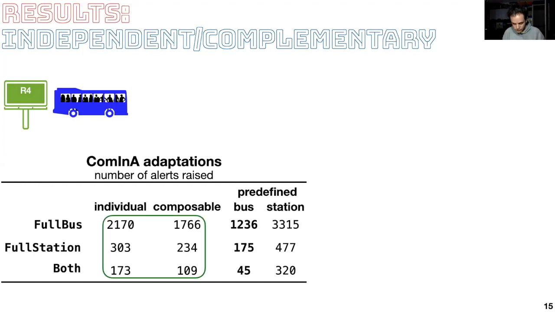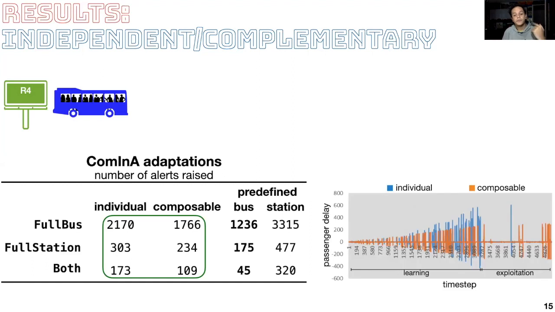of alerts. What is interesting about ComINA in these results is that you can see that composing the adaptations is always better than not composing the adaptations, than choosing just one adaptation, and this ComINA can decide. And even better, if we take into account the case where both adaptations are being chosen dynamically, then we can see that the number of alerts raised by the system is a lot lower.